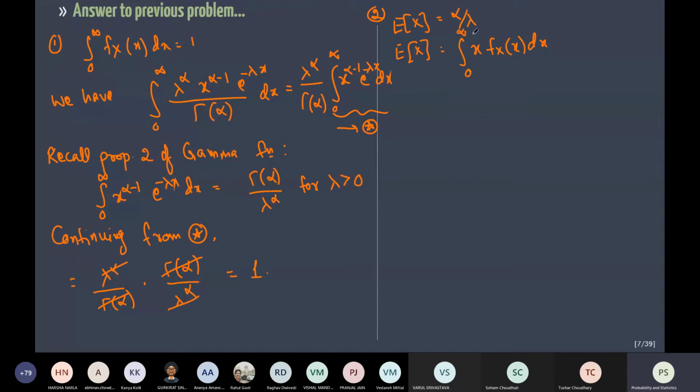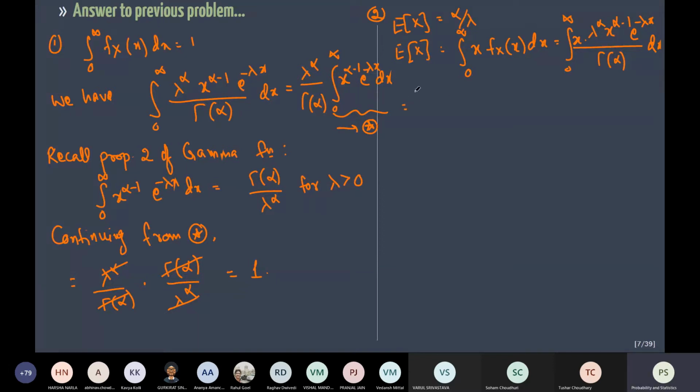It's 0 to infinity, and this is 0 to infinity x, and then we substitute the PDF of this, right? So if we substitute the PDF, this is the PDF, so we put this value here: lambda to the alpha, x to the alpha minus 1, and e to the minus lambda x, divided by gamma alpha, and this is dx.